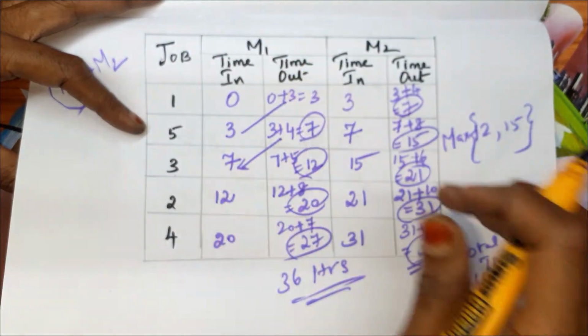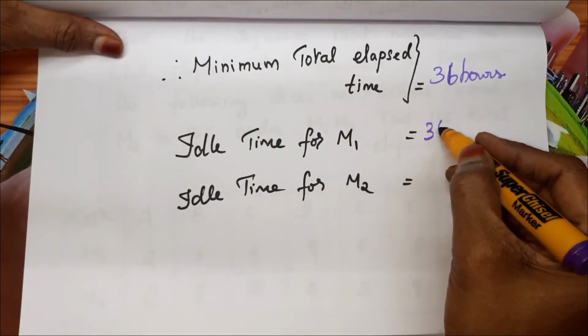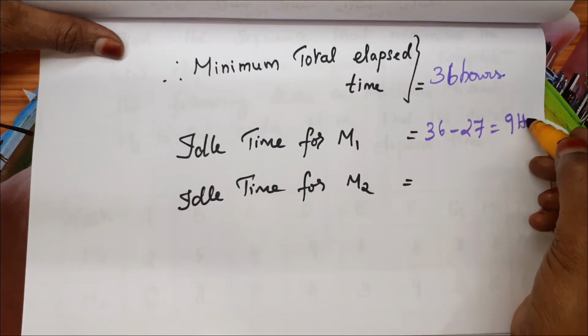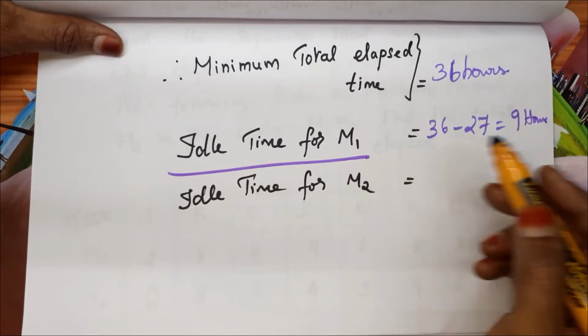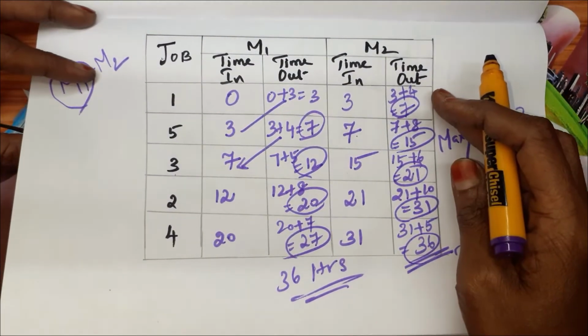So for machine 1 the idle time is 36 minus 27. So 36 minus 27, that is 9 hours. For 9 hours this machine is idle, not working. Is it clear? Come to the second machine.